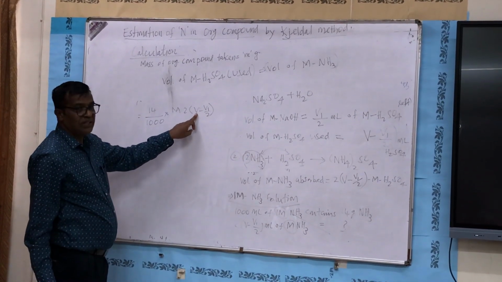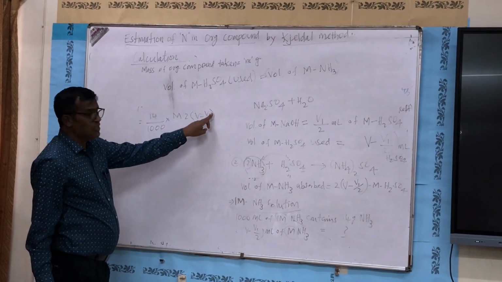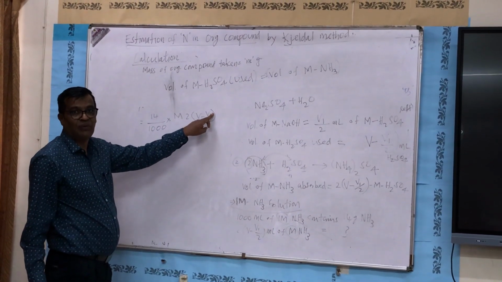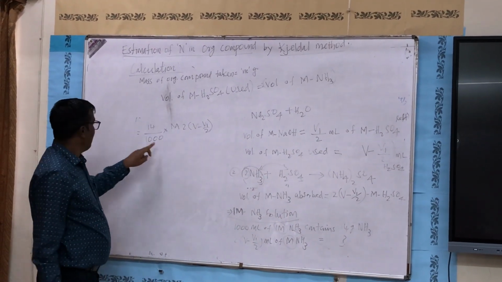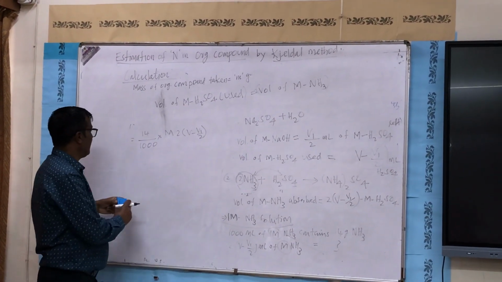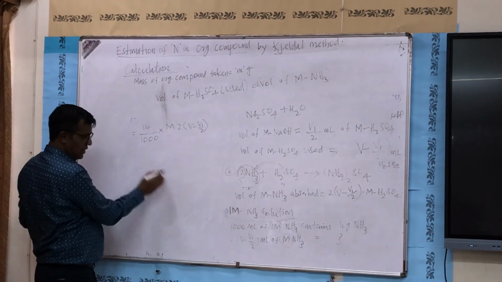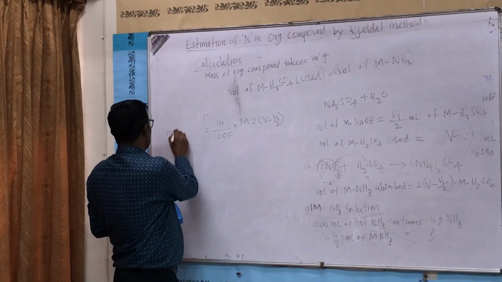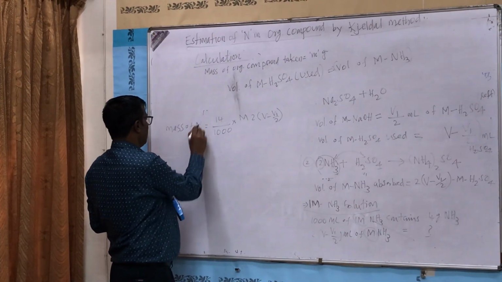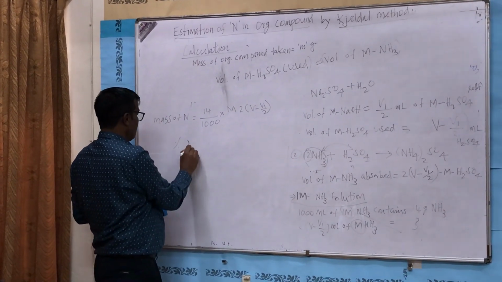V is the volume of standard acid taken, V1 is the volume of acid left out, and M is the molarity of the standard acid, and then 40,000. If you do it, we will get the mass of nitrogen. Therefore, what to do for percentage?